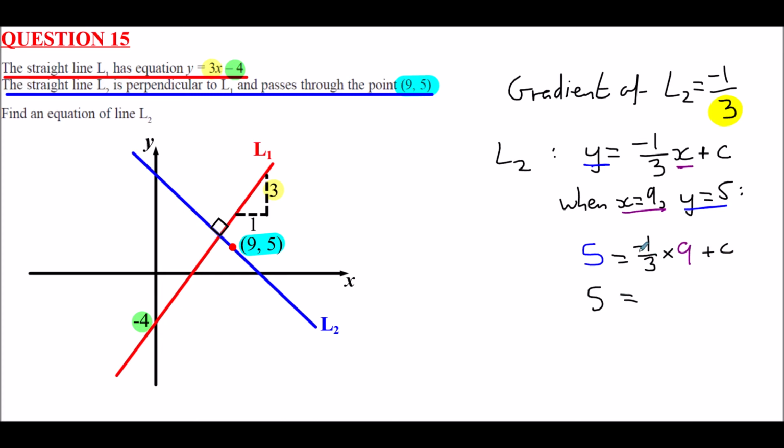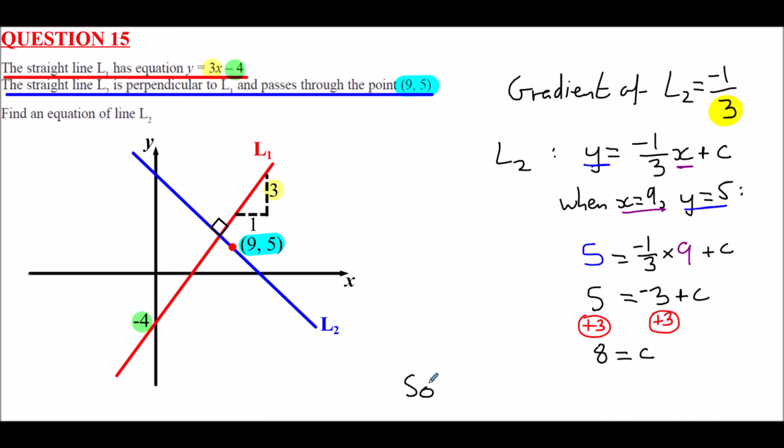So ignore the minus for a second. 1/3 times 9 means 1/3 of 9. 1/3 of 9 is 3, so minus 1/3 of 9 is minus 3. So 5 equals minus 3 plus c. We can now work out what c is by getting rid of this minus 3. The opposite of minus 3 is adding 3. So if we add 3 to both sides, that'll give us what c is on its own, which is what we want. So therefore, 5 plus 3 is 8, and that is equal to c.